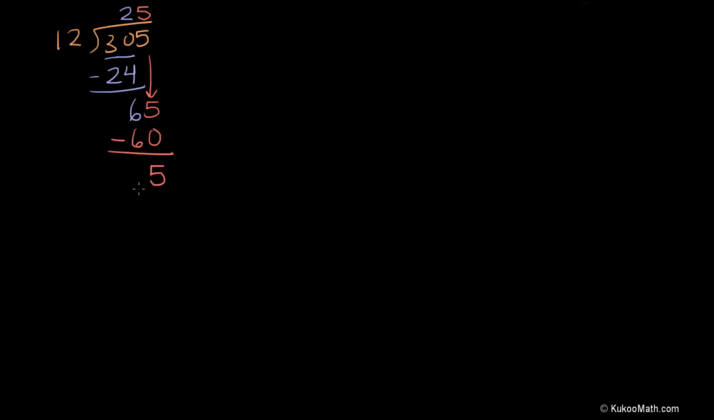Since we don't have any more digits left to bring down, and we can't make any more divisions, we end up with 5 as the remainder. So then we write 25, remainder 5. Now let's look at another problem.